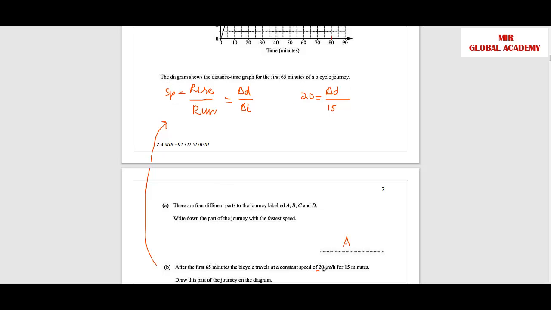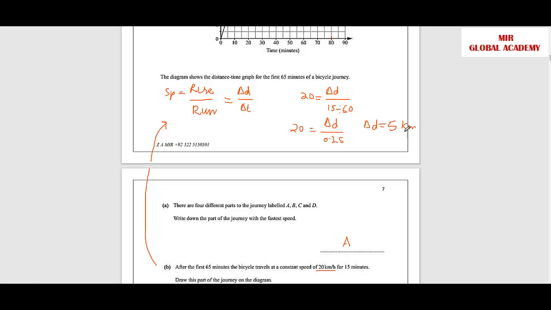And just plug in the values. Speed is given in the question, that is 20 km per hour. We have to find the distance covered, that is the change in distance, and the time is 15 minutes. Remember, the unit must be the same. Here in speed, the unit is hour, but the time is given in minutes. So I will convert this minute into hour by dividing by 60. So it will be 0.25 here.